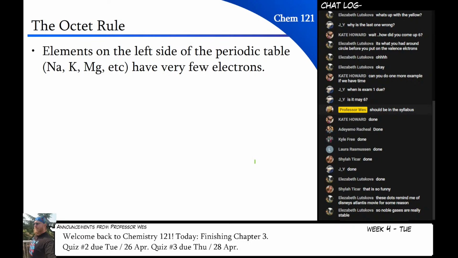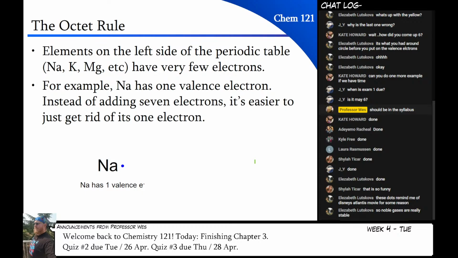Now, what if you are an element on the left side of the periodic table? Those elements have very few electrons, and adding a bunch of electrons is difficult. So what these atoms actually opt to do is the following. I'm going to show you the following, and then we're going to look at what actually happened here. So here's my sodium. It's going to get rid of its electron. And you might think, well, wait a second, that's not 8, that's 0, right?